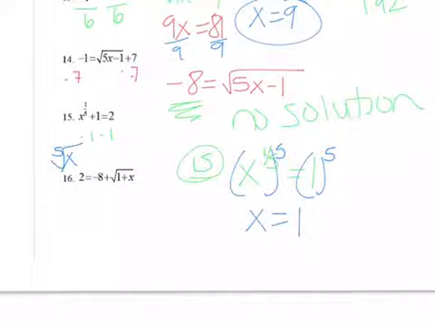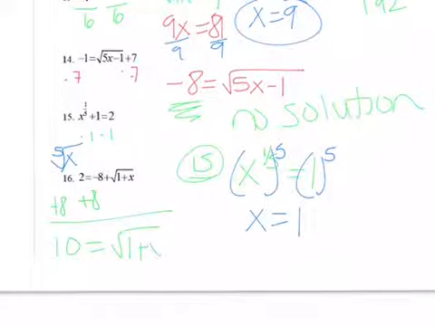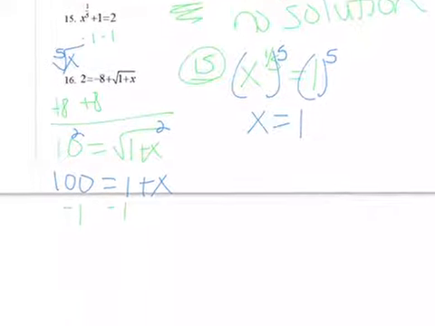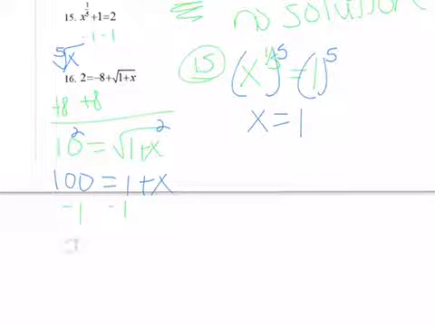And last but not least, for 16, I'm going to add 8 to both sides. And I'm going to square to eliminate the square root. And subtract 1. And we get 99 is x.